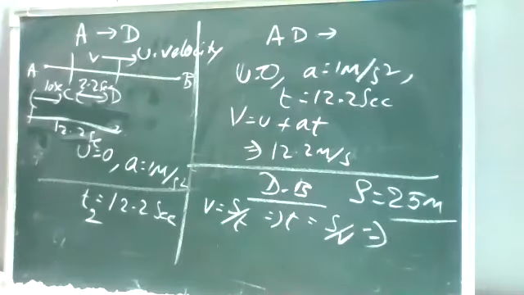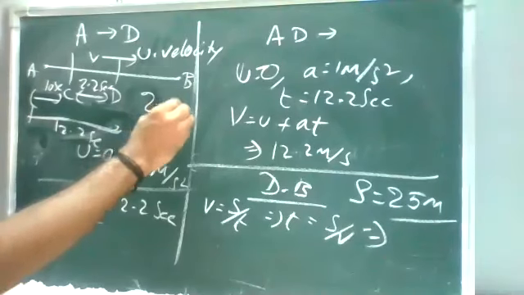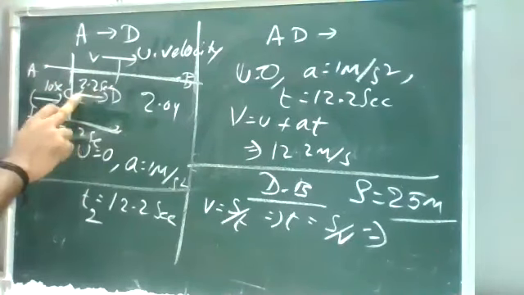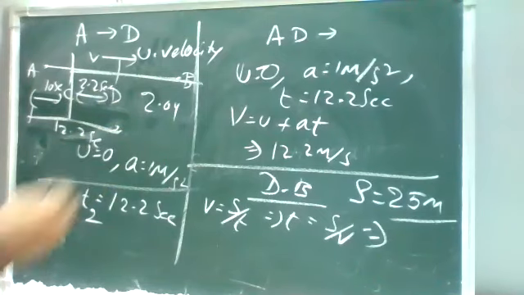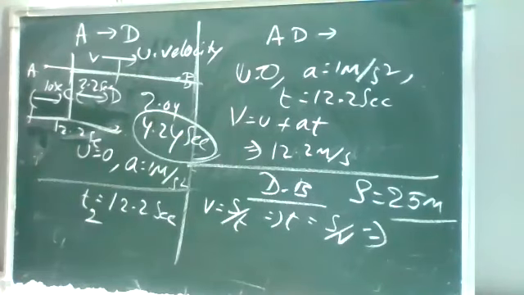Now what is the answer? 2.02, or 2.04. So for the second half, 2.2 plus 2.04 is your answer. The answer is around 4.24 seconds for the second half.